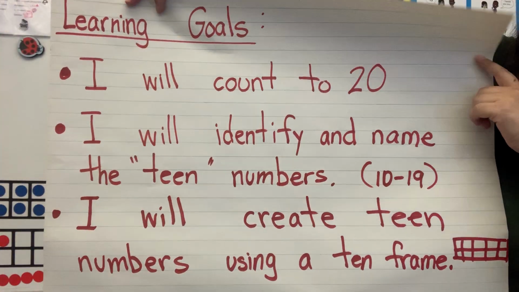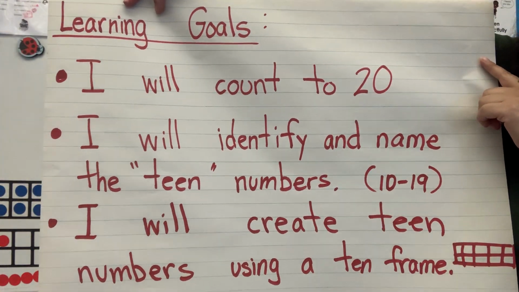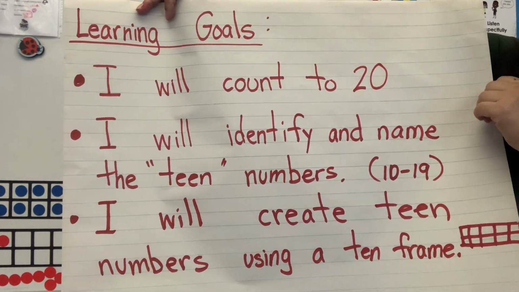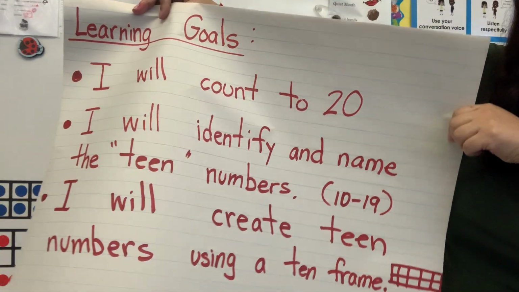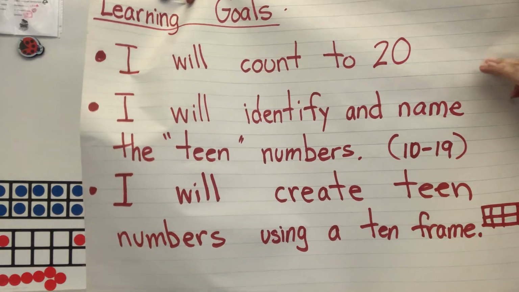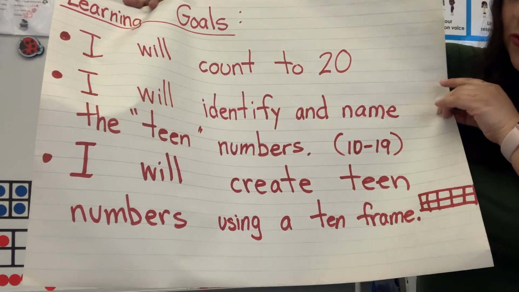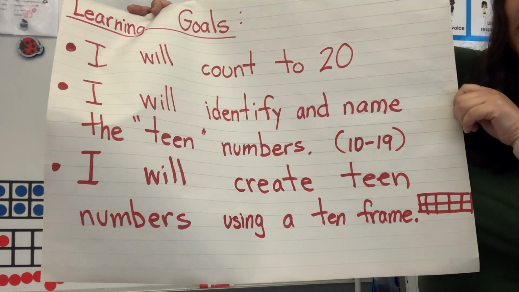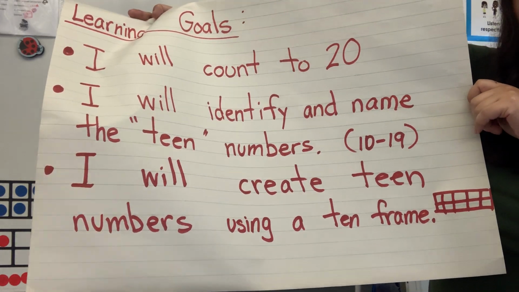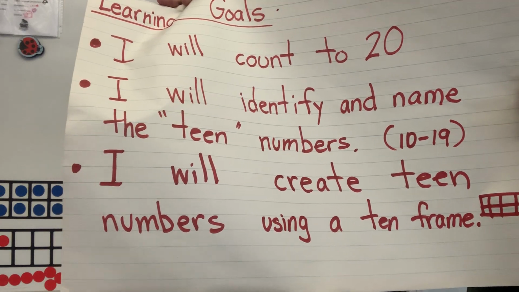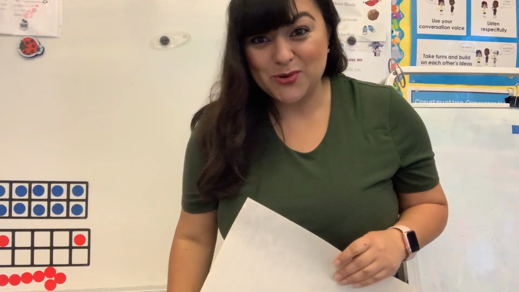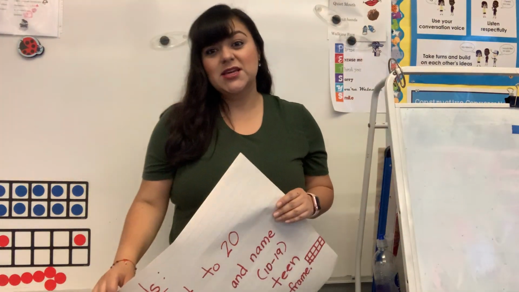Our first learning goal is I will count to 20. So we will be doing that together. I will identify and name the teen numbers. Those are numbers that are made up with a 10. And last, I will create teen numbers using a 10 frame. So this will be your homework for home learning today. You will be creating teen numbers in your house using a 10 frame.